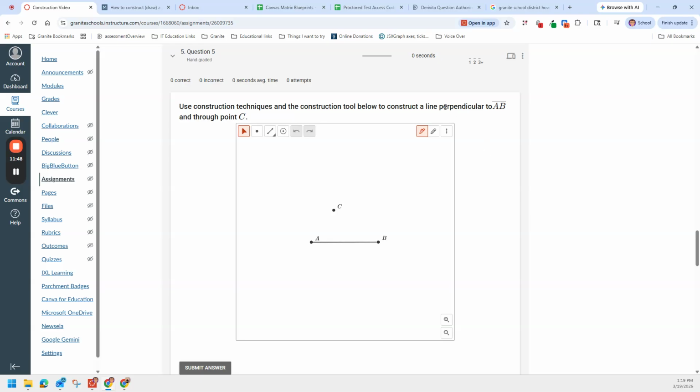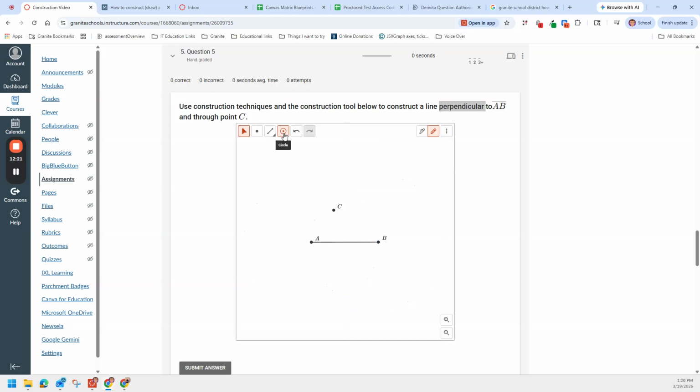Okay, now we've created a perpendicular line before, but this time we need to make it go through point C. So last time we created a perpendicular line, we went like this, did that same thing, and yeah, that'll create a perpendicular line. But the problem with this perpendicular line is it's not going through point C. All right, so that's going to be a problem.